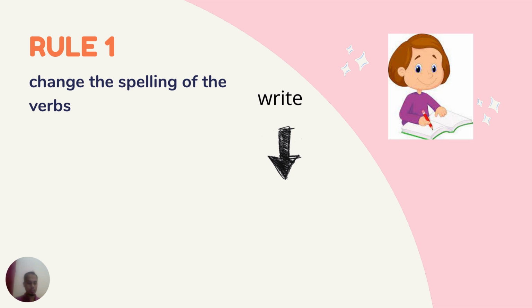For example, number one, the word write falls under rule number one, which is change the spelling of the verb. If you want to change the word write into past tense, what is the answer, class? The answer is wrote. I want you to listen to what I'm saying, then repeat after me. Wrote. Okay, good.